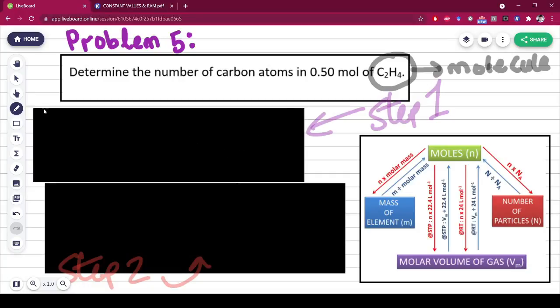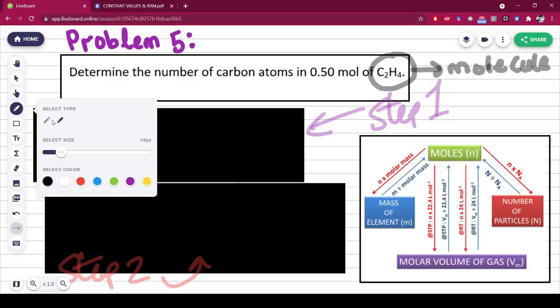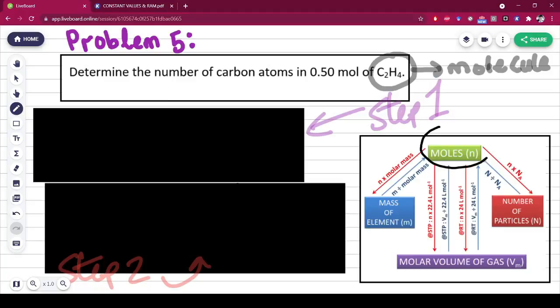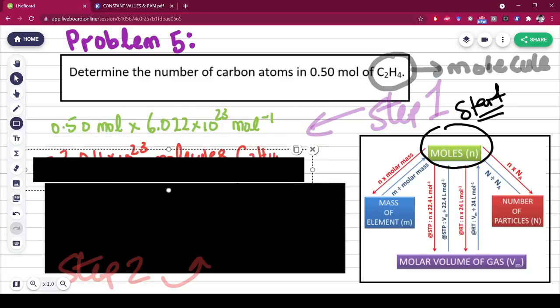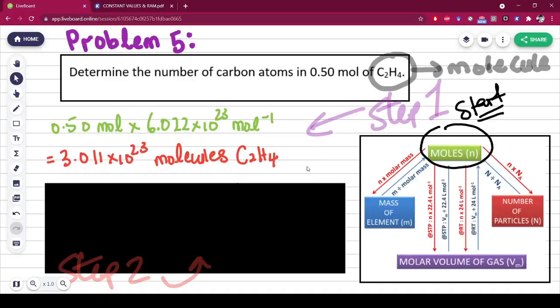Okay, so if we look at the question, we're going to start from mole here. Okay, so this is where we're going to start. And we will be going to this direction. Okay, so you're going to times with Avogadro's constant. Therefore, in step 1, 0.50 mole times Avogadro's constant, you'll find the number of molecules first.